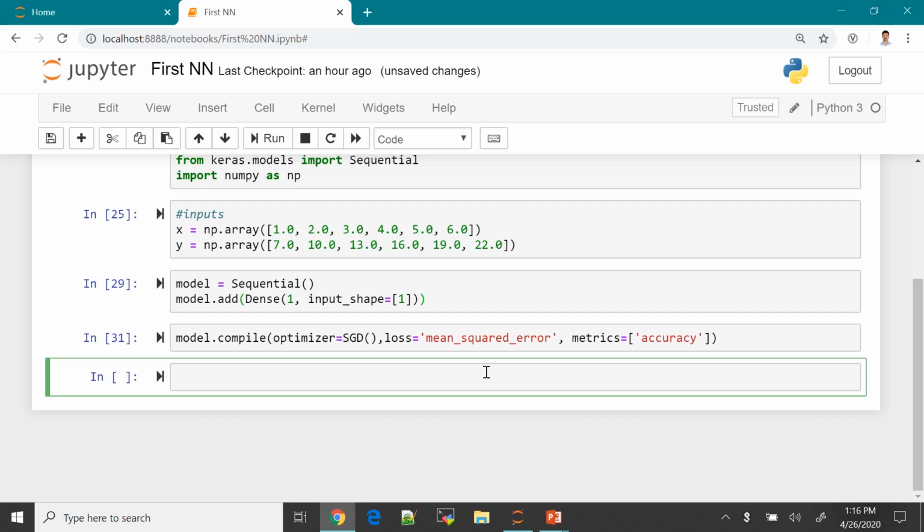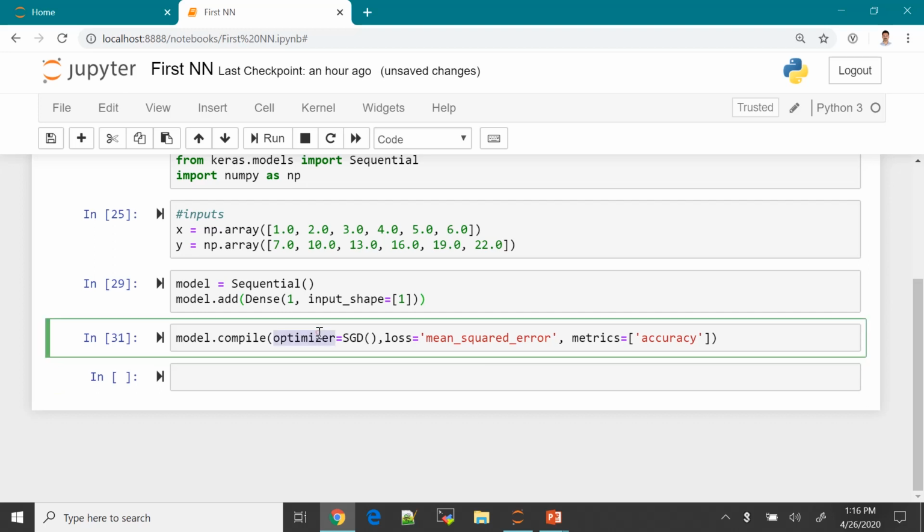So we compile the model. There are two important functions: one is optimizer, another one is loss. I would like to think about it in this way. The neural network has no idea of the relationship between x and y here, so what it does is it guesses the output. For example, given x, it guesses this is the y, right?